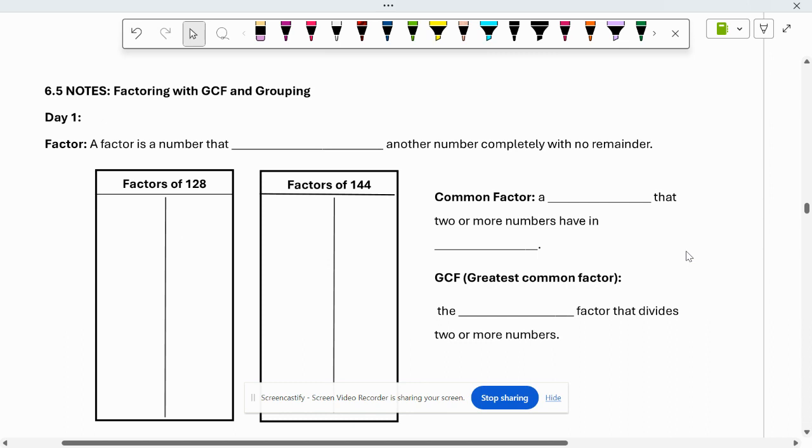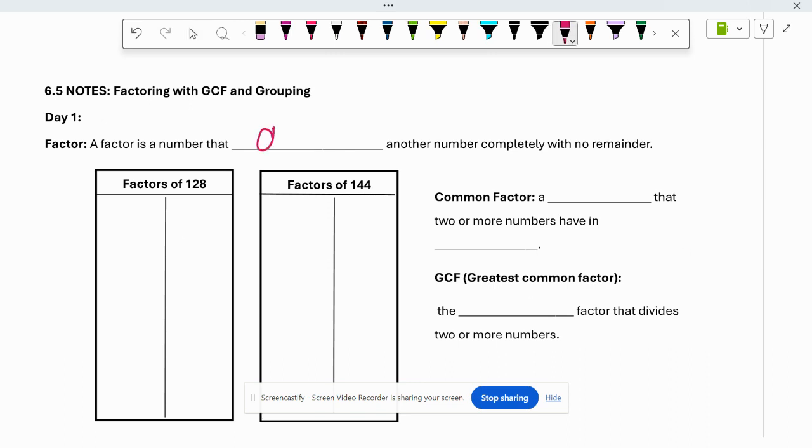Okay? All right. So it says a factor is a number that what? Well, I just told you today at the beginning of our notes. A factor is a number that divides. Good job, you guys. A factor is a number that divides another number completely with no remainder. I filled out notes up front if you want to.